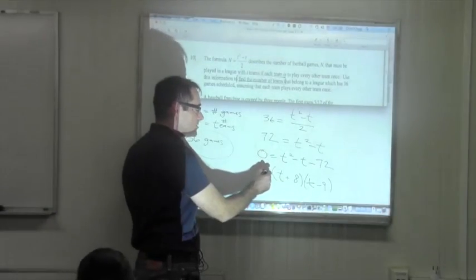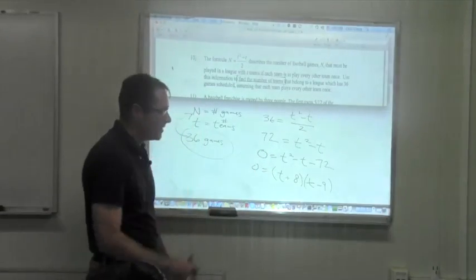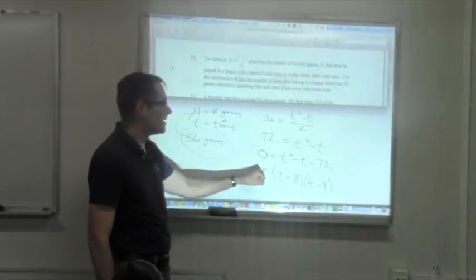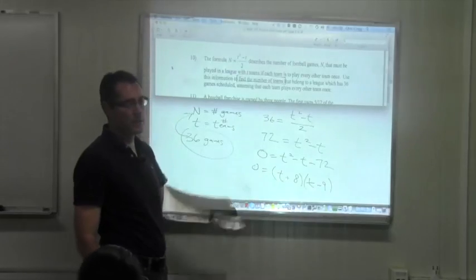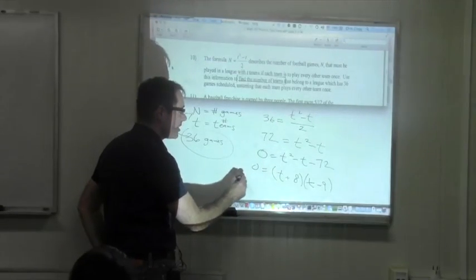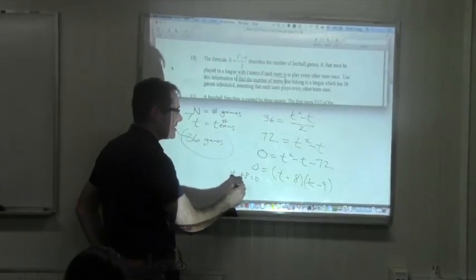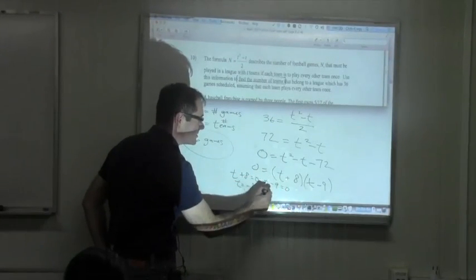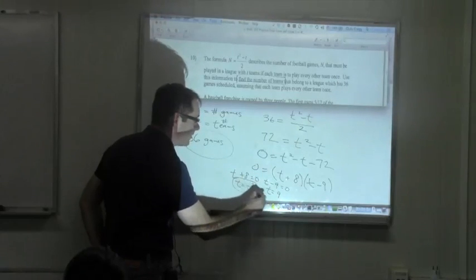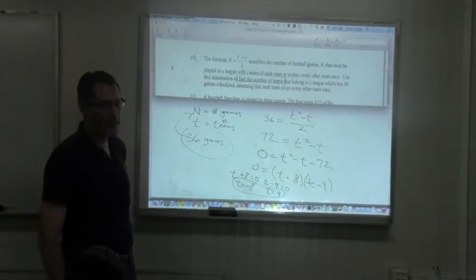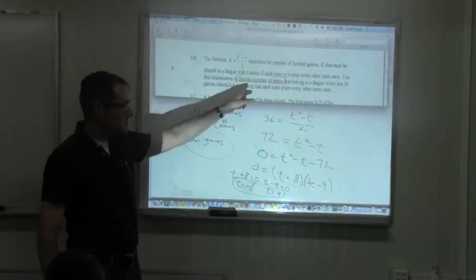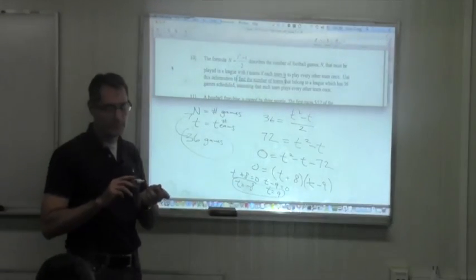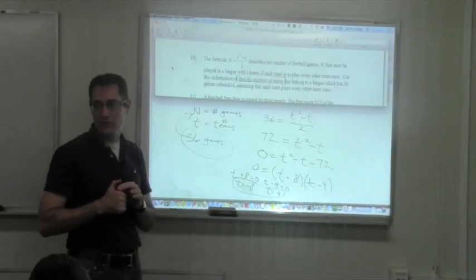Now there's one other step to this. You're not quite done yet. If it equals 0 on one side, we can say t plus 8 equals 0 or t minus 9 equals 0. When you do t plus 8 equals 0, you get t equals negative 8. When you do t minus 9 equals 0, you get t equals 9. So you have two answers here. Which one's right? The number of teams, so 9. You can't have negative 8 teams.